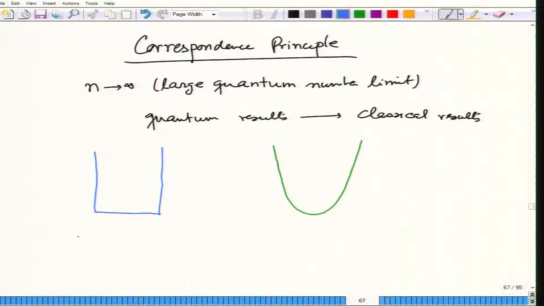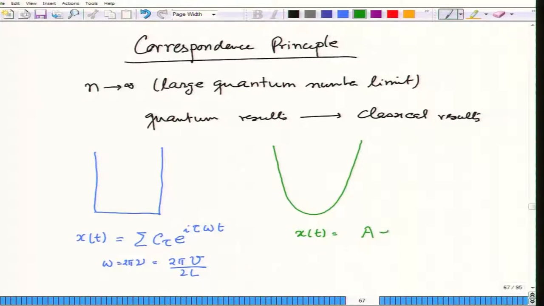And in the harmonic oscillator case, I said that the displacement can be written as summation C tau e raised to i tau omega t, where omega is the basic frequency, which is nu times 2 pi, which was equal to 2 pi v over 2 l. On the other hand, in the case of the harmonic oscillator, x of t has only one component, and I can write this as the amplitude times e raised to i omega t. In fact, I would do better than that. This is usually written as a cosine of omega t, which is amplitude divided by 2 times e raised to i omega t plus e raised to minus i omega t.